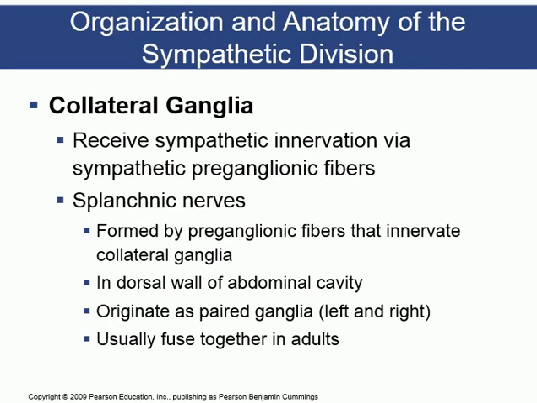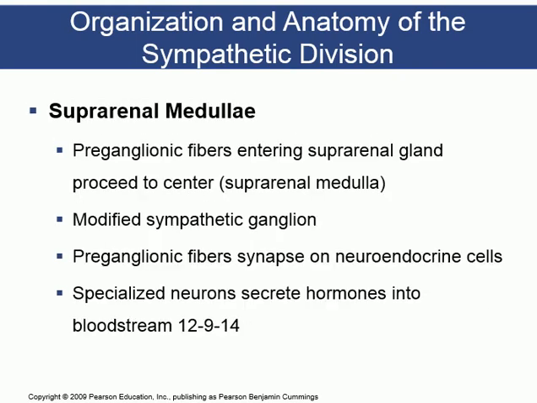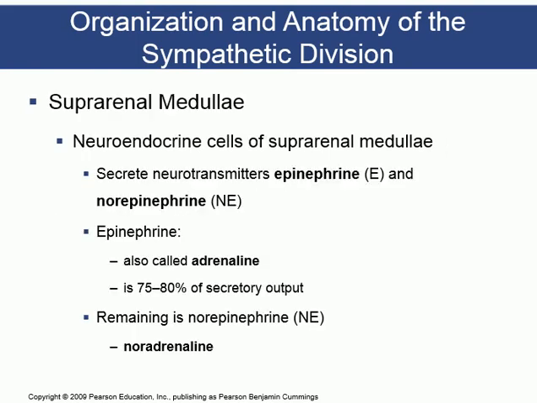From the collateral ganglia, the splanchnic nerve will form from the preganglionic fibers that go to the collateral ganglia. So the preganglionic nerves come together and make one big nerve that's called the splanchnic nerve, which is the preganglionic for the collateral. Suprarenal is a modified sympathetic chain and will secrete hormones, epinephrine and norepinephrine.